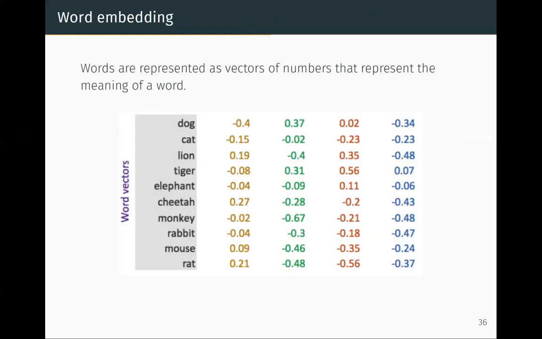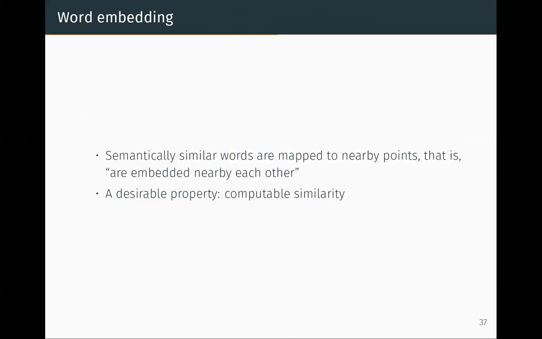So concretely, word embedding for us is basically representing the word as a vector of numbers. Here you have numbers to represent dog, cat, those animals. Most importantly, semantically similar words should be mapped to nearby points, so they are closer in the semantic space. By measuring how close they are in the semantic space, you can guess how close they are in terms of meaning. There are a lot of ways to get word embeddings.